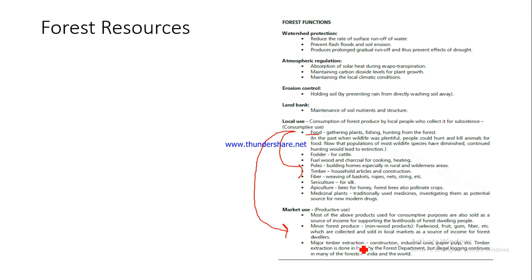Then timber can be used for furniture. Timber can also be used for producing paper pulp, which can then be used to manufacture paper. So these are the productive uses. So these are the various functions which are performed by the forests.